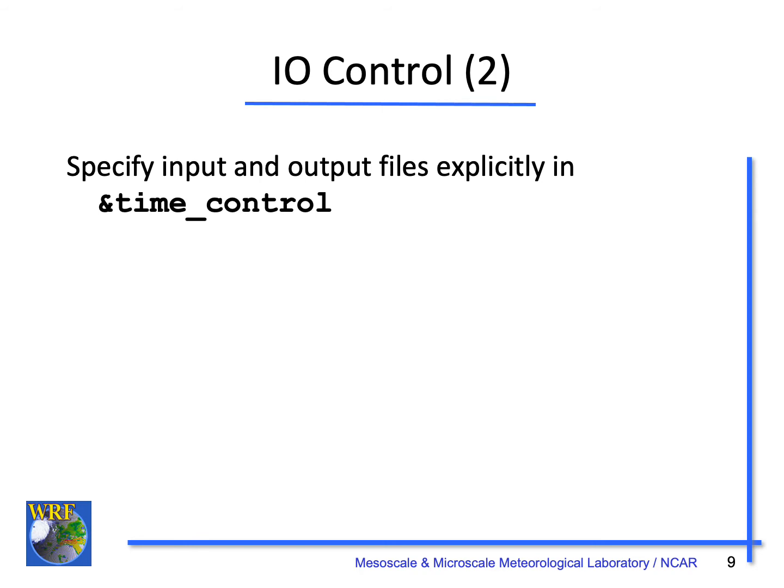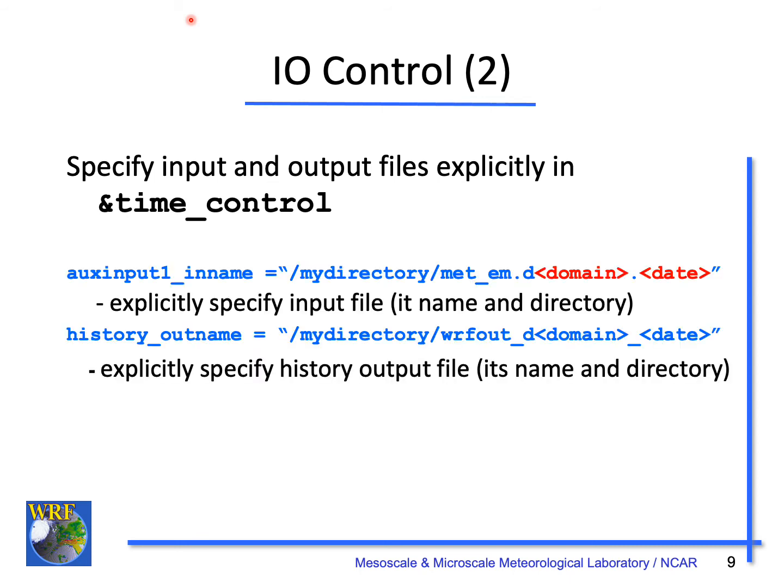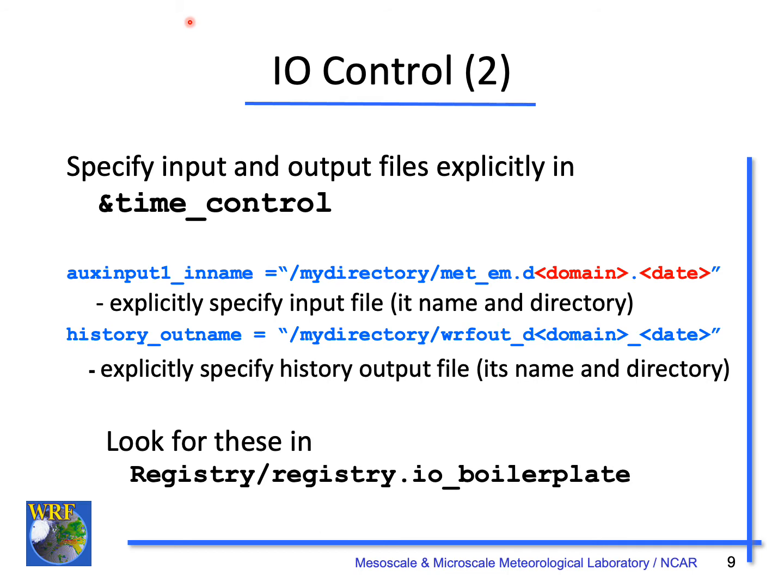We may remember that typically, when we run the model, we expect to have the input and the output files available in the working directory. But the model does allow us to read and write files in a different directory, like what is shown here. The directory name can be specified in the in-name and out-name variables. The syntax to identify domains and the time of the files should be set exactly like what is shown here. Again, look for these options in the registry file.